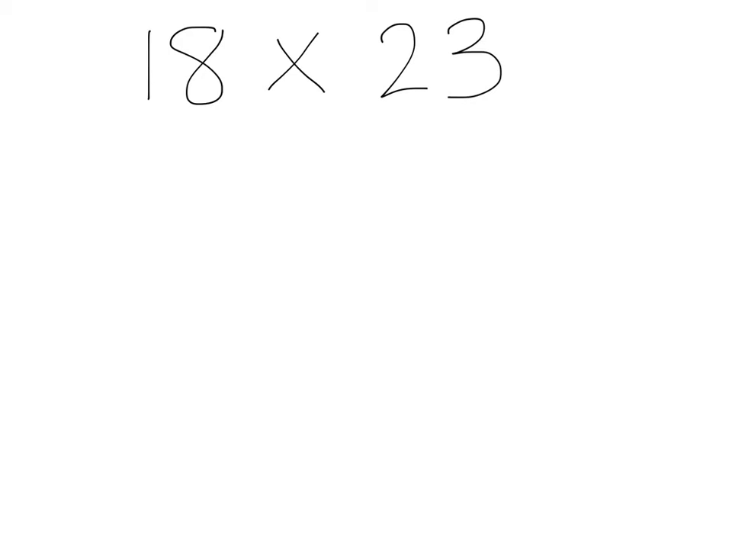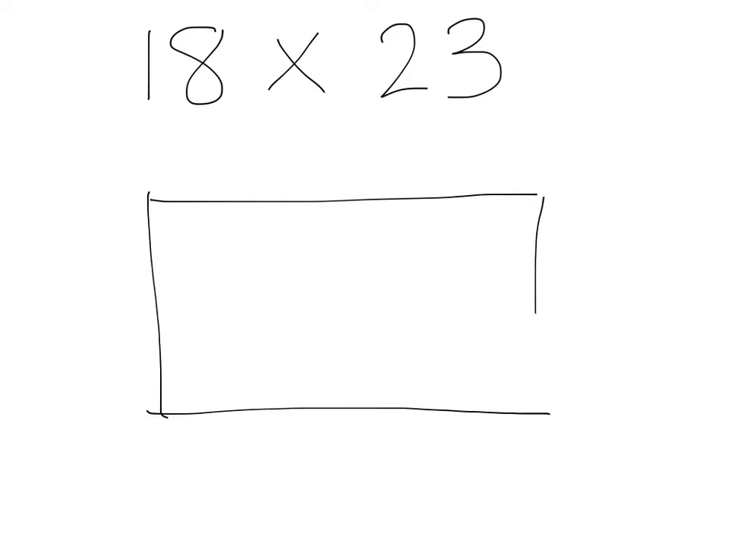In order to decide how big my grid needs to be, it depends on what my numbers are. So I've got a 10 and a unit multiplied by a 10 and a unit, which means I'm going to need 2 rows and 2 columns, like so.